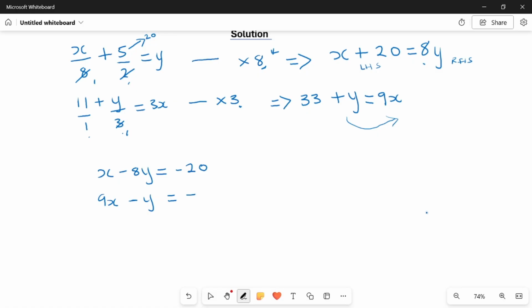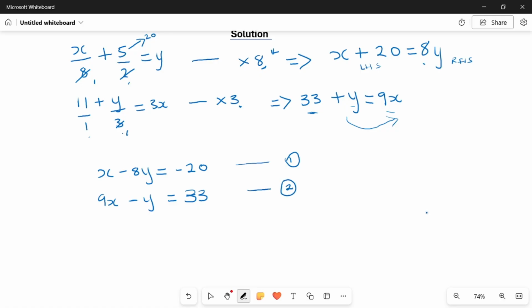Equals to 33, not minus 33. If we leave this here, it will still be positive, so we are taking only y here. So it will now be 9x minus y is equals to 33. So this is what we'll have. Now we can make this our equation 1 and make this our equation 2.